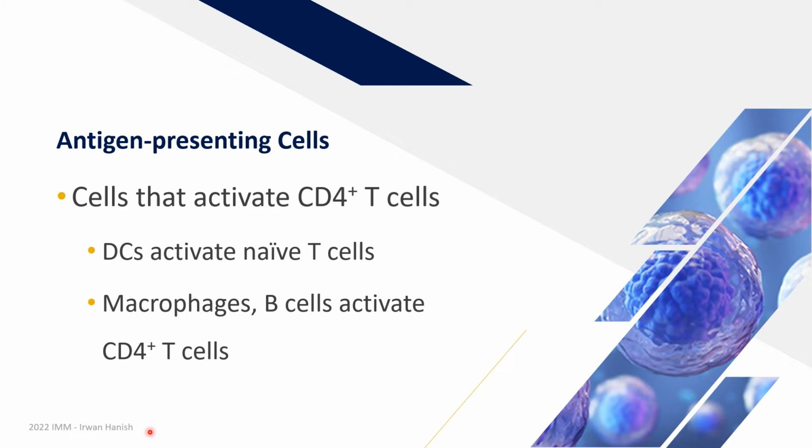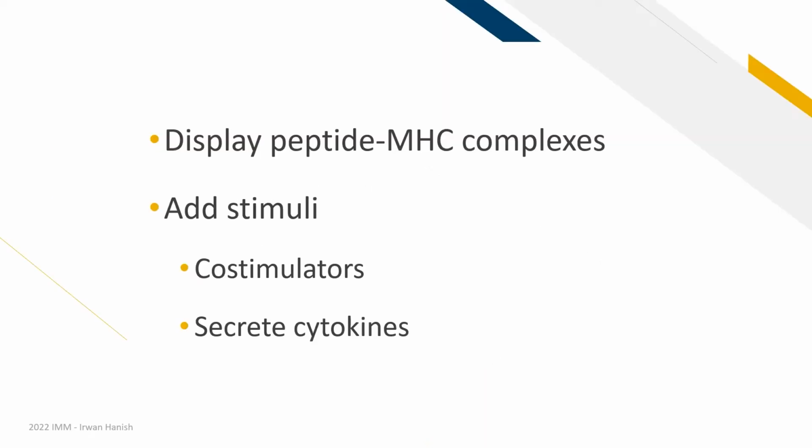You're going to find also that these three cells, DCs, macrophages, B cells, are called professional antigen-presenting cells, because other cells that have nucleus can present antigen as well, but they're not considered as active or as professional as these three. These professional APCs do a couple of things. Their main job is to display peptide MHC complexes, or you can also say antigen MHC complexes.